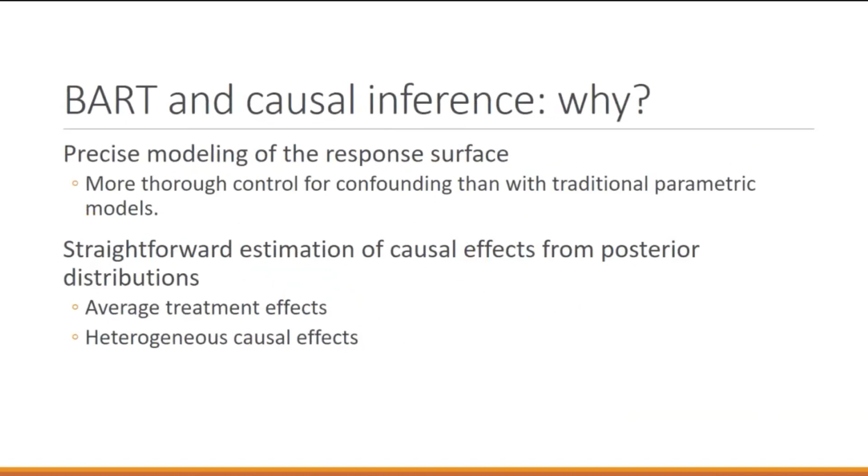All right. So that was sort of BART in general: what is it, and why Bayesian? Now, why use it as a causal inference tool? I would say there are a couple of benefits. One is that the very precise modeling of the response surface corresponds to much more thorough control for confounding than we would get with a traditional parametric model.